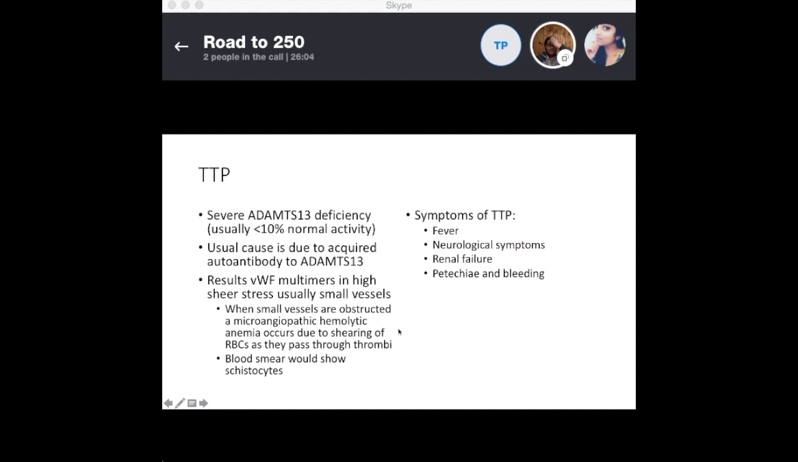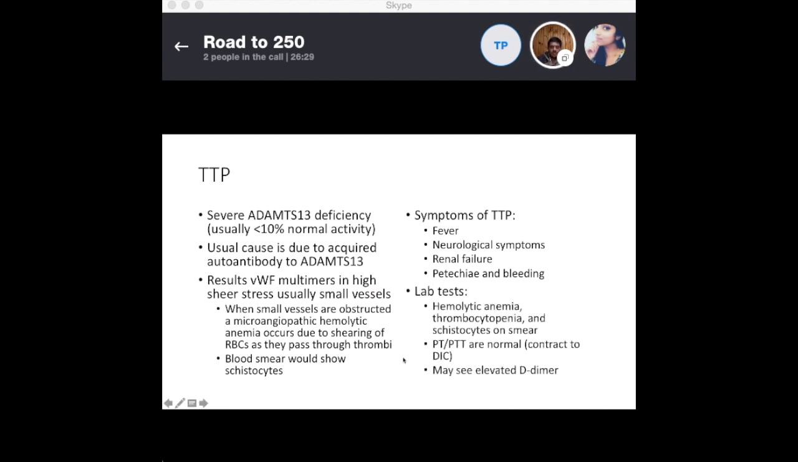And the symptoms of TTP are basically fever. You're going to get neurologic symptoms, such as headache, confusion, or seizures. And the fever is because of inflammation from the small vessel occlusions and tissue damage. So that's why you're going to get a fever. You get renal failure, and you can get petechiae and bleeding. Lab tests that you will see are hemolytic anemia, thrombocytopenia, and schistocytes on smear. Your PT and PTT are going to be normal in this case because you're not using up any of the coagulation factors. They're not getting broken down.